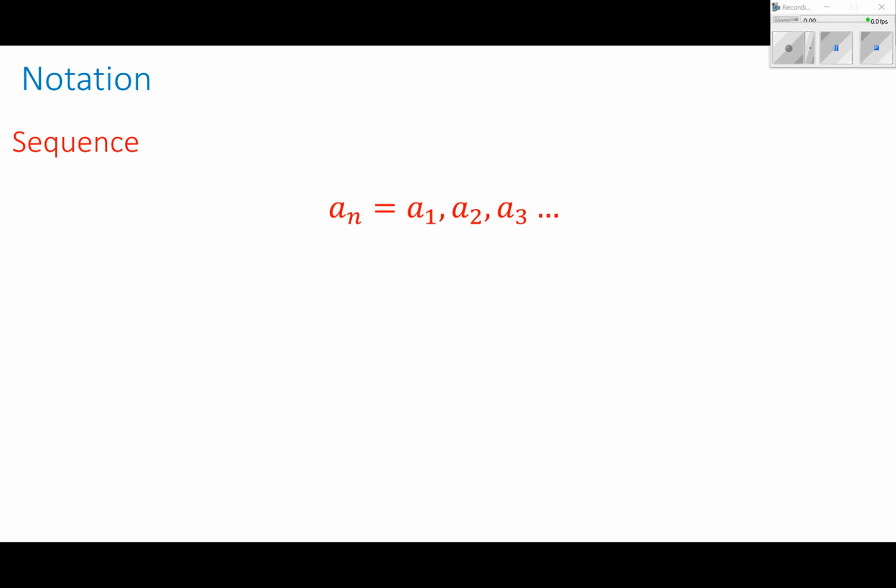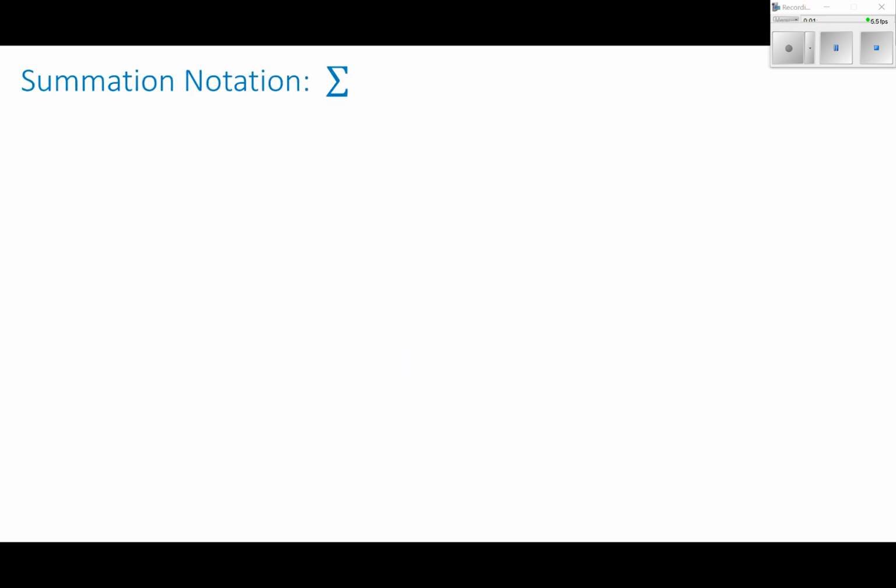Some notation. With a sequence, we saw a sub n, where that n just represents the position of our term in our sequence. So a sub 1 would be the first term, a sub 2, a sub 3, and we continue that on. Now a series is going to be represented by a capital S sub n, so that's an easy way to connect series to the capital S. This takes the first term of our sequence, adds it to the second term, adds it to the third term, and so on.